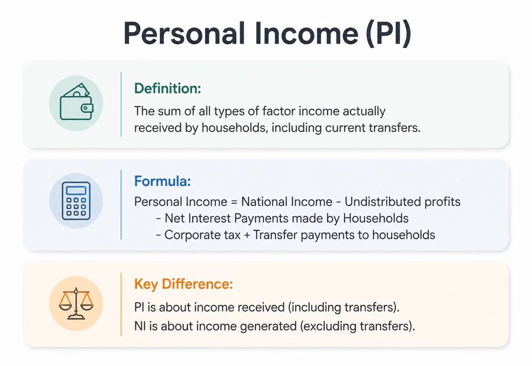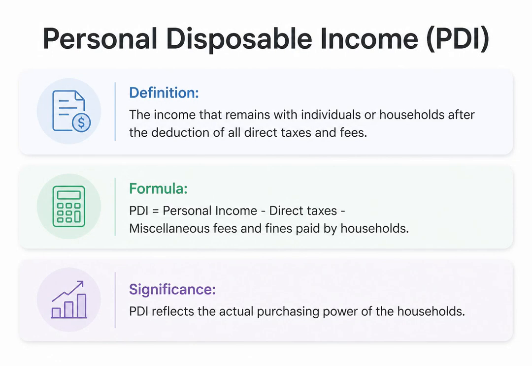Beyond national income, we also look at income from the perspective of households, starting with personal income. Personal income is the actual money received by individuals. To calculate it, we take the national income, subtract corporate taxes and undistributed corporate profits that households never see, and add in transfer payments like pensions and scholarships. The key difference is that national income measures income generated by production, while personal income measures income actually received, regardless of production.